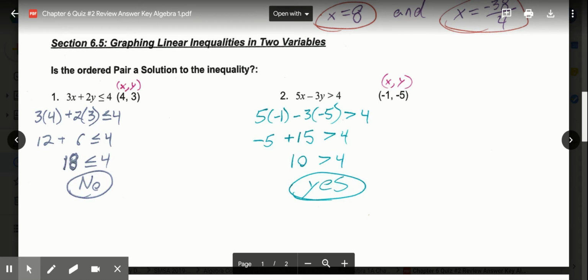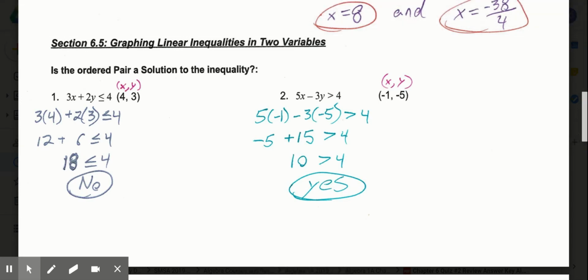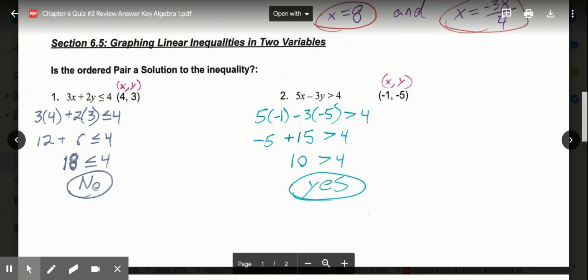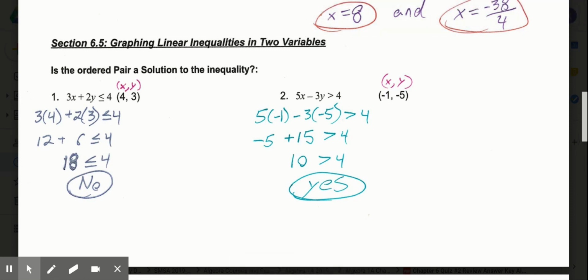For number 2, x is a negative 1, y is a negative 5. So 5 times a negative 1 minus 3 times a negative 5 is greater than 4. So we have a negative 5, and then a negative 3 times a negative 5 is a positive 15. So negative 5 plus 15 is greater than 4. Is 10 greater than 4? Yes. So that ordered pair is a solution.